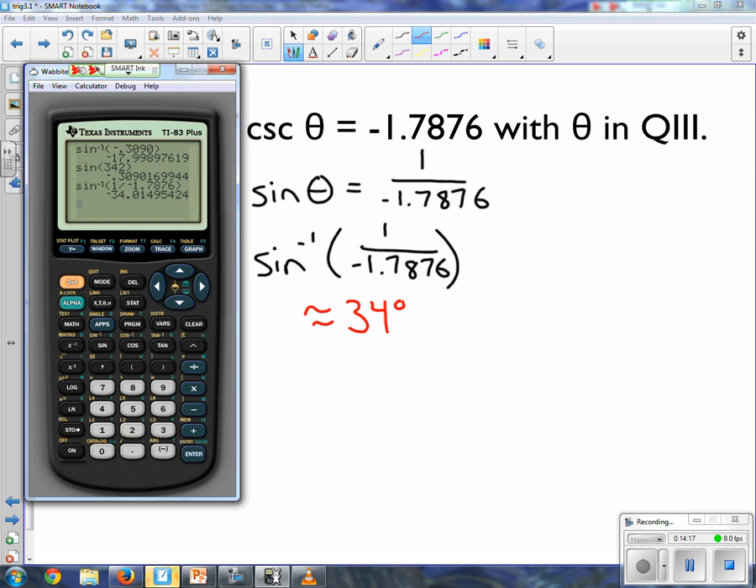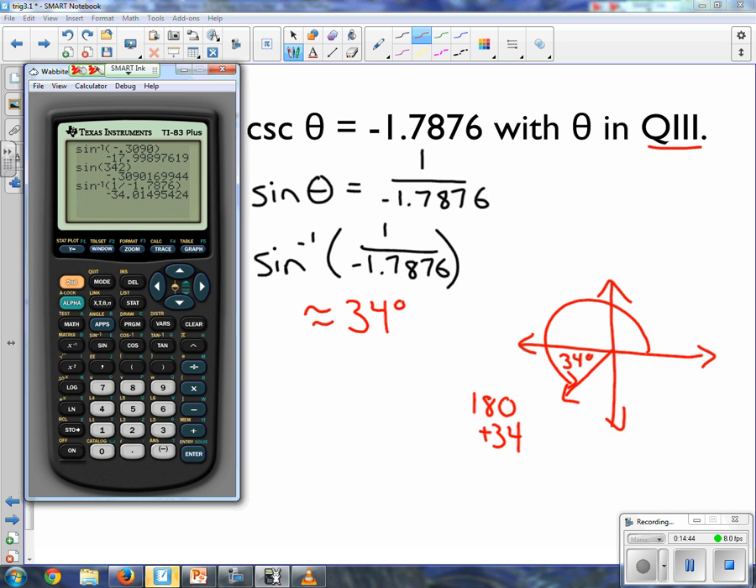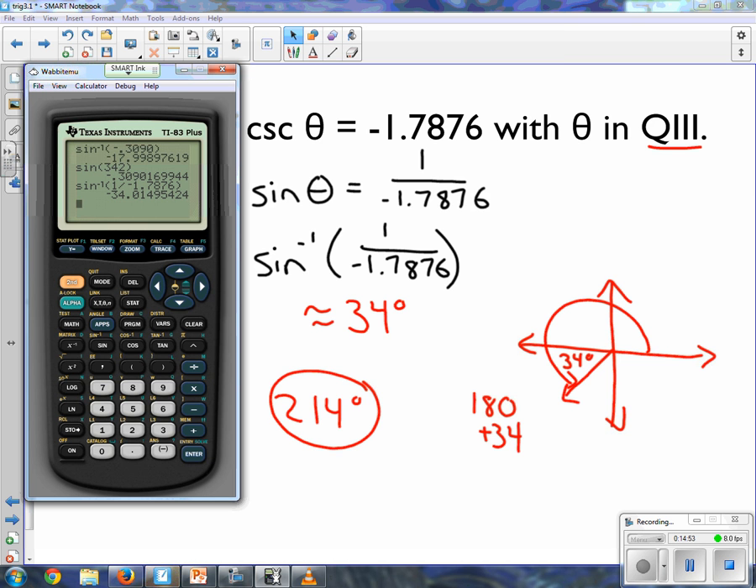Check the problem. It said we wanted it to be in quadrant 3. 34 degrees is in quadrant 1, so that's not what we want. So that's the reference angle. So think about your graph. We want to be in quadrant 3, so we would want to go down here, and that would be 34. So think about going this way. So we could do 180 plus 34 and get 214 degrees. And then to check it, we could do the sine of 214. I get that, and then do 1 divided by what we just came up with, and we end up pretty much with what the original problem had. Instead of 7876, I'm seeing 7882, but again, because our 214 had to be a little bit rounded, that's okay.